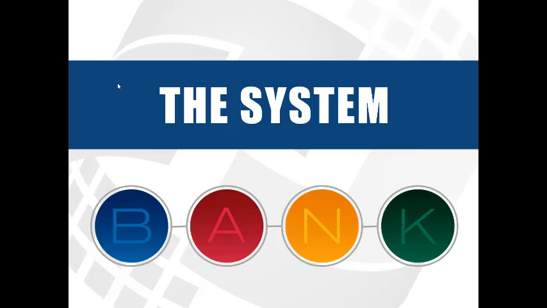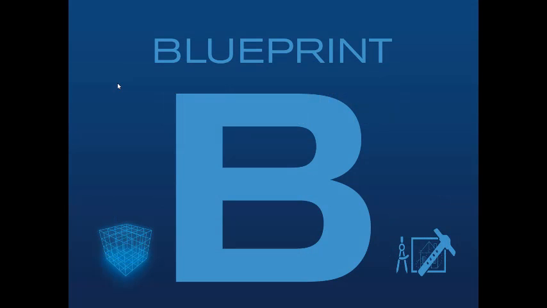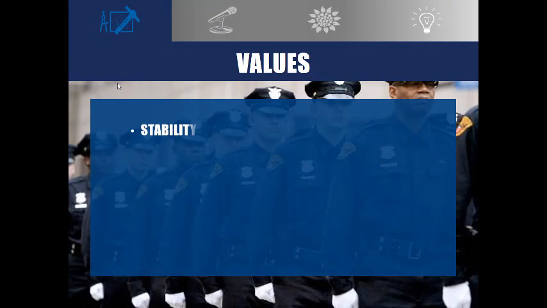So, we talked about the secret and the science. Let's talk a little bit about the system. So in the system there are 4 different types. So this is, for example, the blueprint. And here are some symbols here. B is in bank. It stands for blueprint.